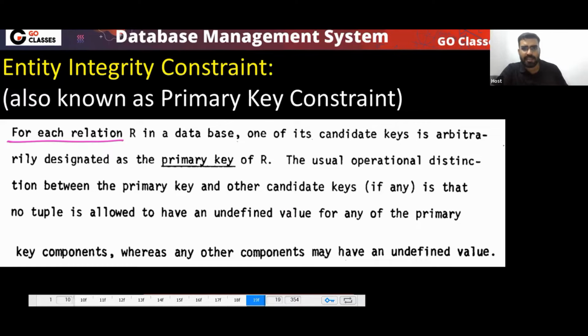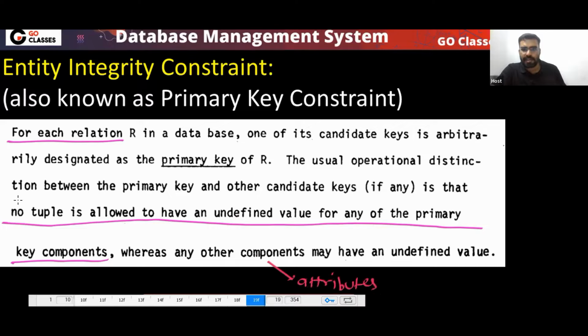Okay, this primary key cannot be null. You can notice that no tuple is allowed to have an undefined value for any primary key component. No tuple can have a null value for any of the primary key attributes. The other attributes can have null values, but the primary key attribute should not have a null value.